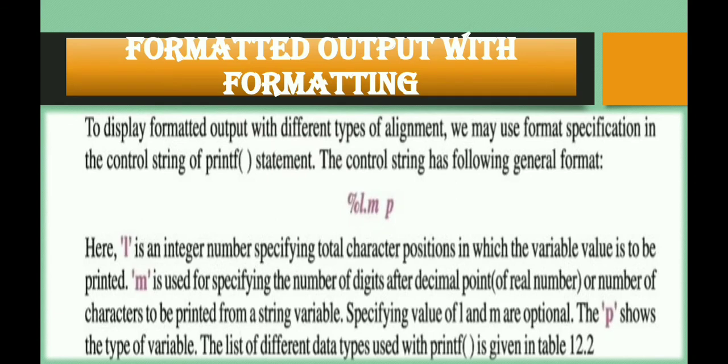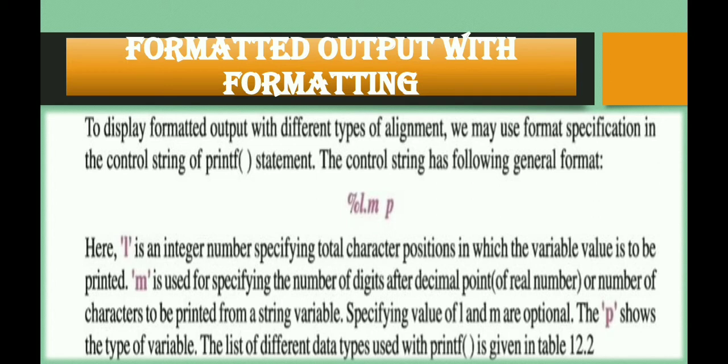Now, how to display formatted output with some formatting. How to print formatted output with the printf statement, we all know. But how we can apply some formatting to that output, we will see now. To display the formatted output with different types of alignment, we may use the format specification in the control string of the printf statement.